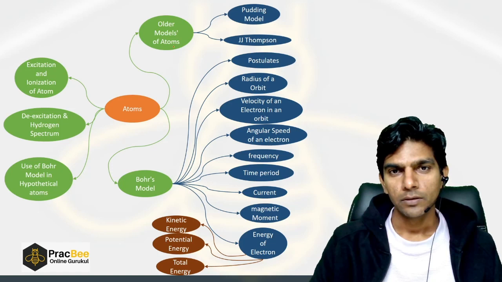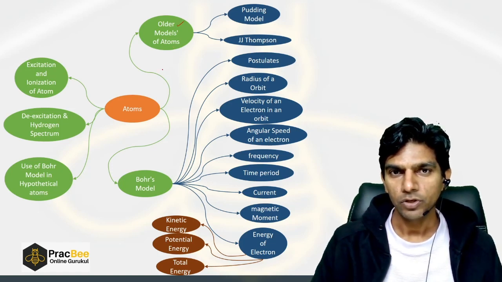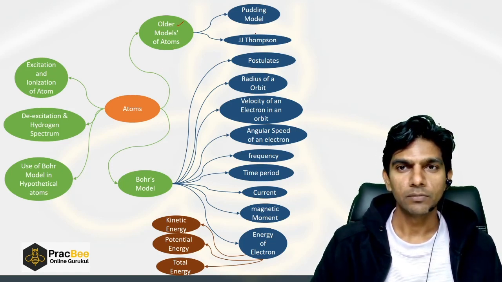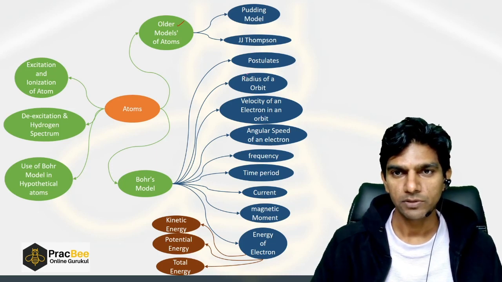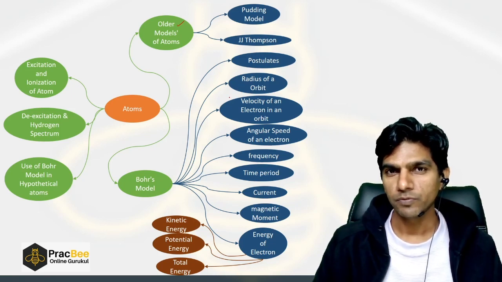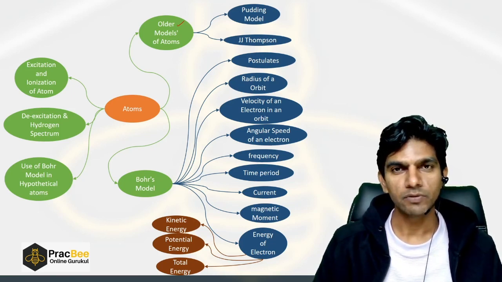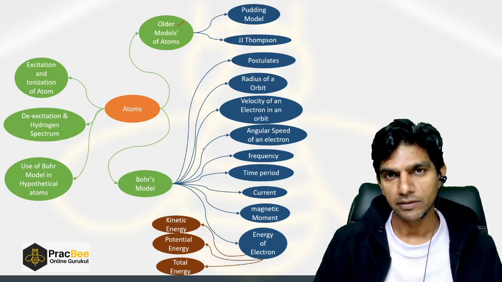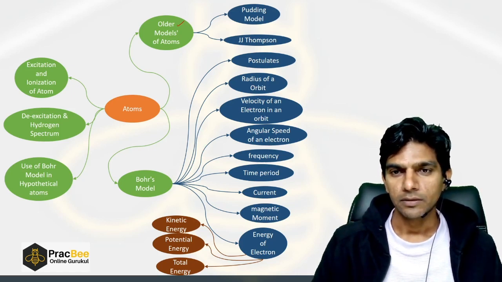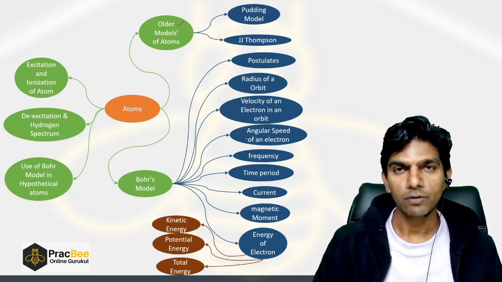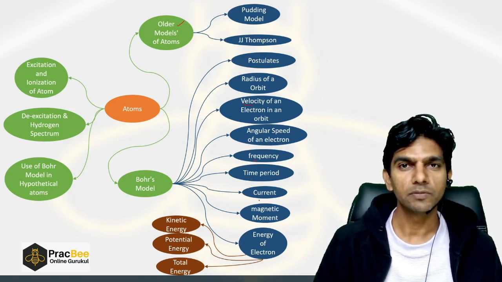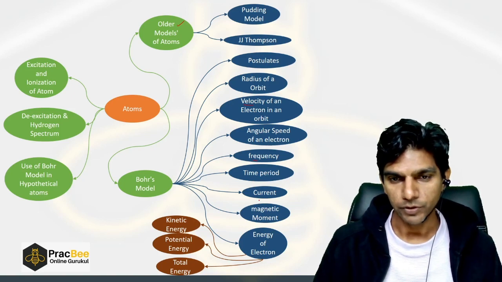Now let us go into the depth of this syllabus with the help of a mind map. First we'll see the old models like the plum pudding model, then the Thomson model, and then the Bohr model. In Bohr's model, we'll see the postulates, and then the different physical quantities associated with the electron, for example the orbital radius, the speed of the electron, angular speed, frequency, and time period. All these physical quantities we will derive in this video.